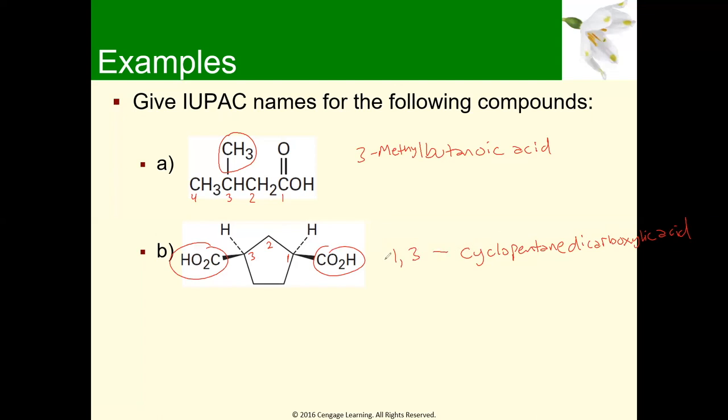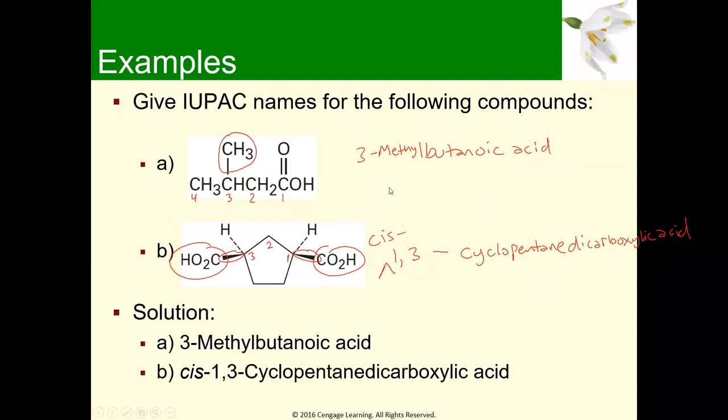One other thing I forgot to put on here. I'll do a little caret here. These are on the same side, right? Coming out of the screen, coming out of the screen. So this is cis-1,3-cyclopentane dicarboxylic acid. 3-methyl butanoic acid. Yep. And then cis-1,3-cyclopentane dicarboxylic acid. All right. And just to reiterate, my expectation when it comes to naming is recognition knowledge: be able to pick out the correct name from a selection, or given a name, pick out the correct structure from a selection.